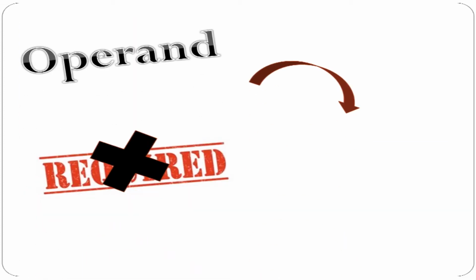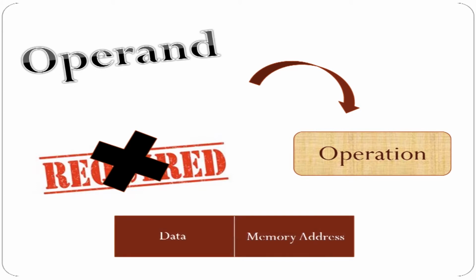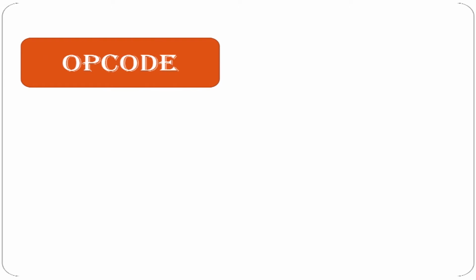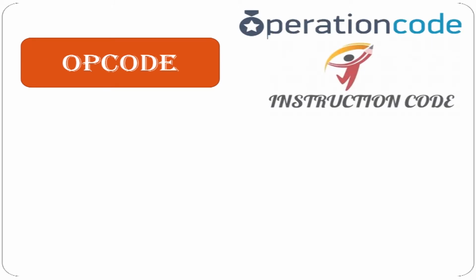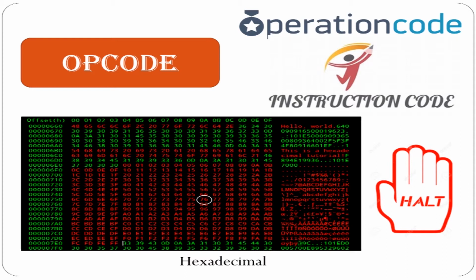An operand may or may not be required depending upon the nature of the operation. This field contains data, memory address on which the operation is to be performed. We will study these in upcoming lectures. Opcode is an instruction code or operation code which is stored in hexadecimal numbers in memory. For example, 76 is for HLT, halt or stop the instruction.